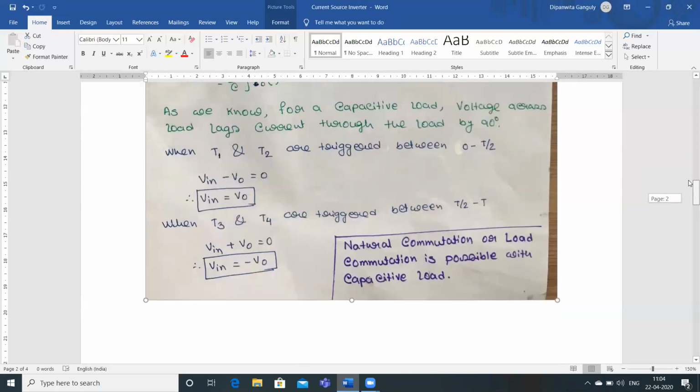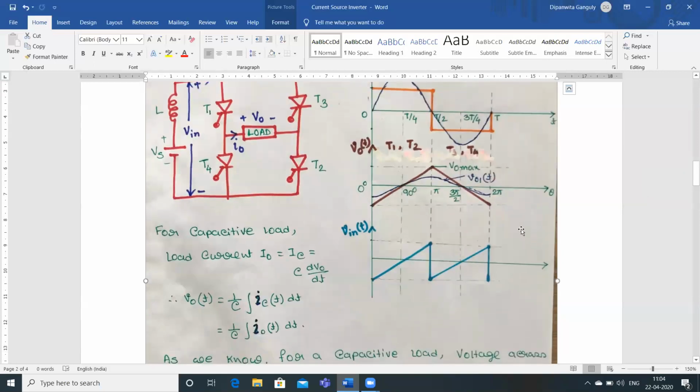So in its input graph, the V in input voltage graph will be equal to minus V0. This is the V0 graph, so minus of this will be this. Now, if we compare this output voltage waveform and the input voltage waveform, we can see the total time period is 2 pi. To complete one cycle it takes 2 pi. But for the input voltage waveform, we can see it completes one cycle in pi. So the frequency of the input voltage is twice that of the output voltage.